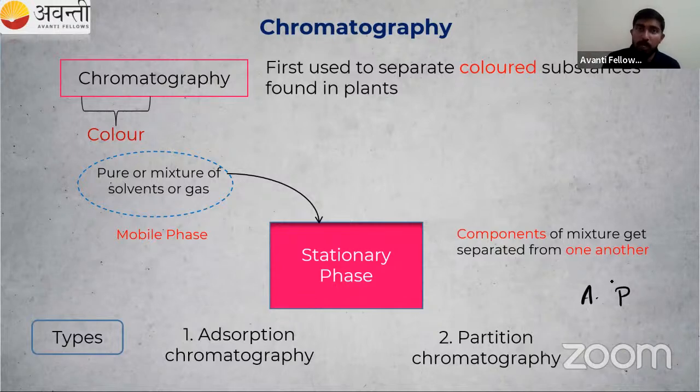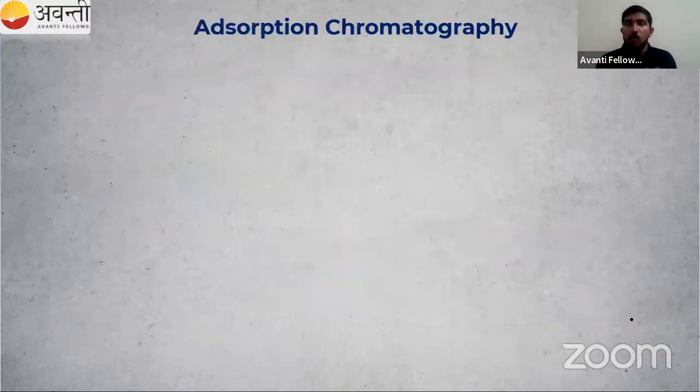In adsorption chromatography itself, there is TLC, which is thin layer chromatography, and CC, which means column chromatography. Then in partition chromatography, there is paper chromatography. So in adsorption chromatography, there is thin layer chromatography as well as column chromatography. These are the different kinds of chromatographic techniques present in our work.